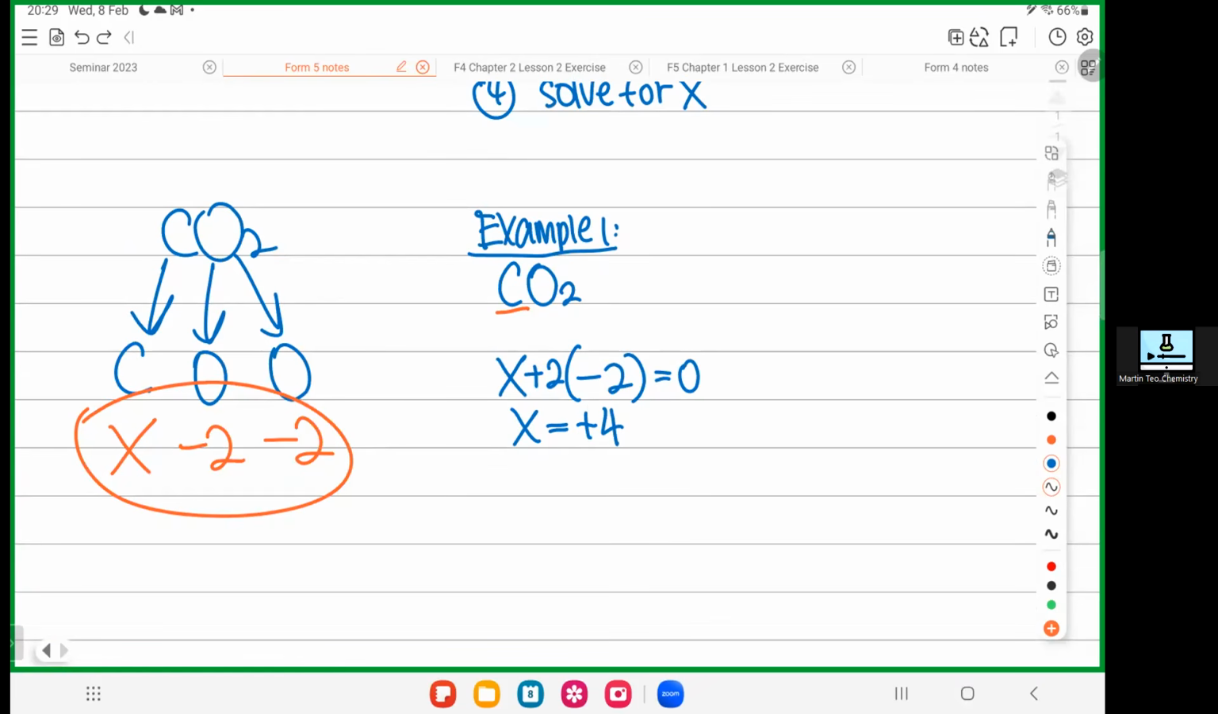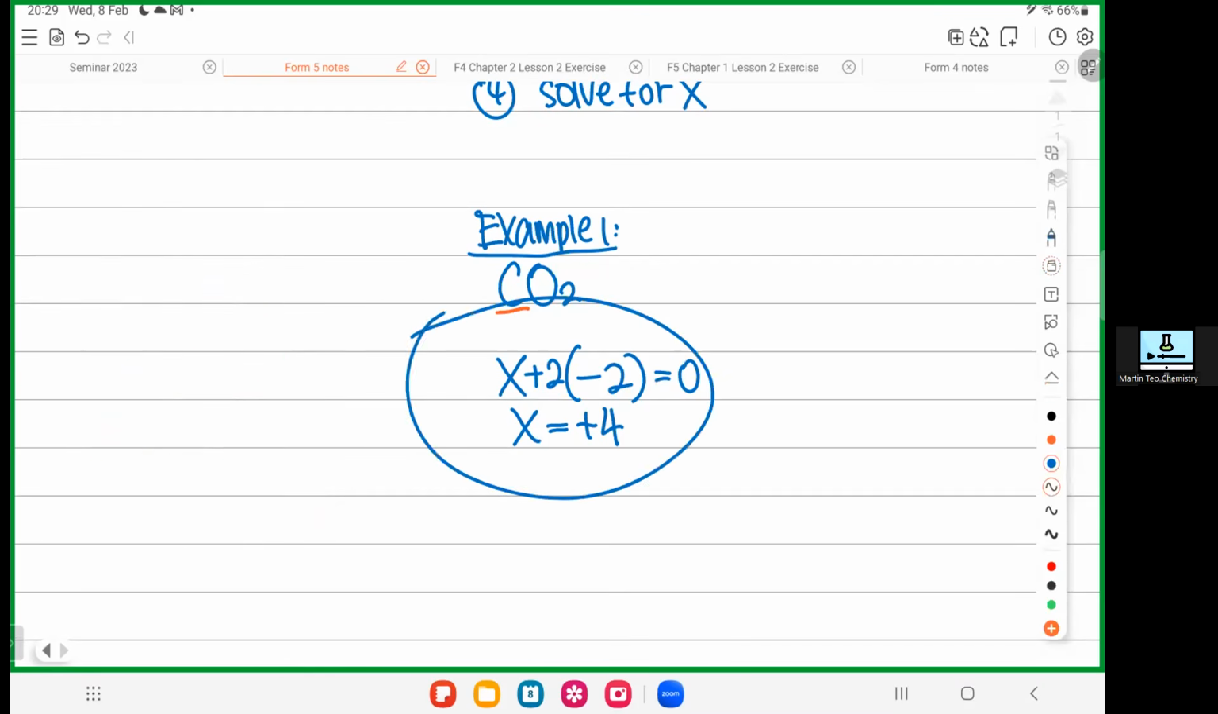Okay, so that's how you do it. Very easy. But one of the common mistakes for many students is what? Many students, when they do this, only write X equal to 4, which is wrong. Because I mentioned in the last lesson, when you come to oxidation number, you always need to show the sign, no matter whether it is positive or negative. Oxidation number always needs to show the sign.